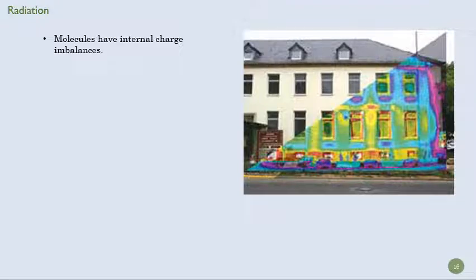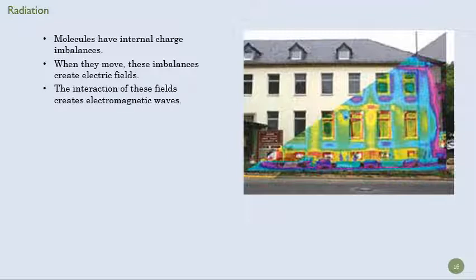But basically, molecules have internal charge imbalances because of where the protons and neutrons and electrons are located. And when they move, these imbalances create electric fields between the different molecular particles. As the molecules move around, those fields change, and those fields changing and interacting with the other fields and other molecules actually create electromagnetic waves.